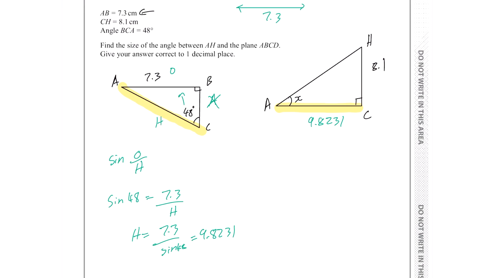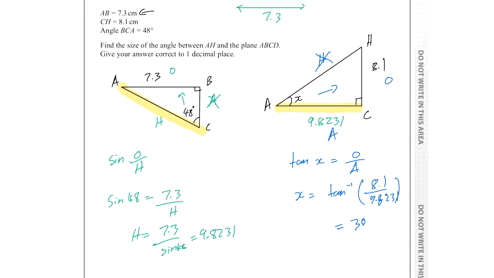So if I label these sides again in here, that's going to be the opposite, that's the hypotenuse, that's the adjacent. I don't know anything about this side and I'm not interested, so that leaves me with O and A. So that becomes tan x is equal to O over A. And in order for me to get x, I'll have to write tan to the minus 1 of O over A, 9.8231. And that gives me x to one decimal place as 39.5.